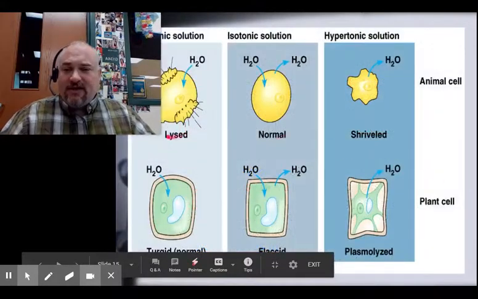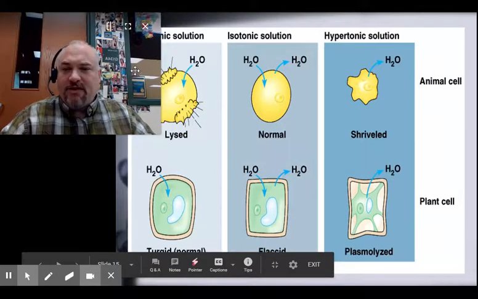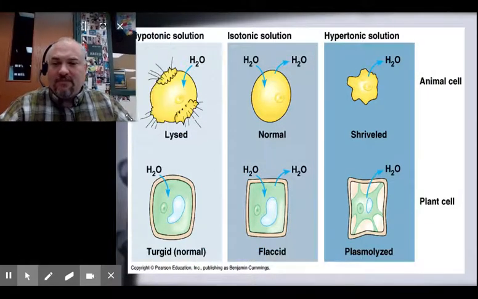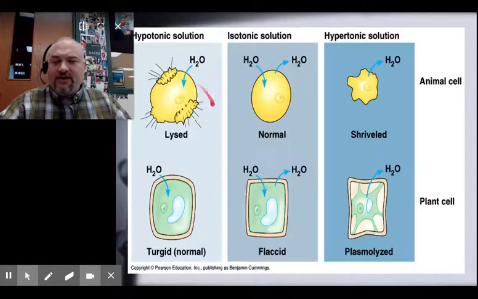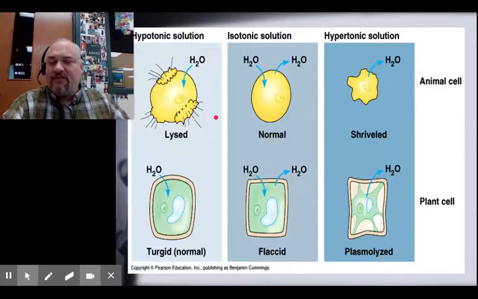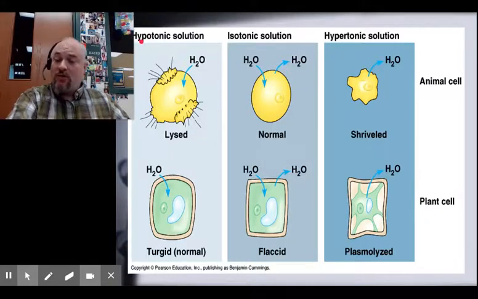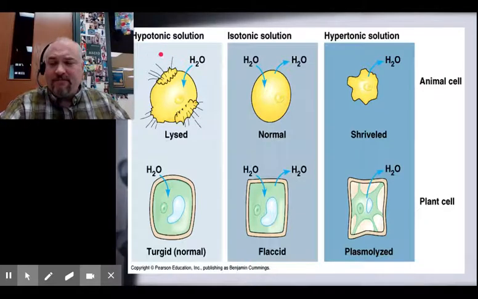Okay. So let's take a look here. I should probably get myself out of the way. So here are some examples of what cells might look like if you put them in the different solutions. So if you put a cell in a hypotonic solution, hypo, low solute outside the cell. So if it's low solute out here, that means it's high water. So water is going to want to try to get in. And sometimes it can be so much that it'll actually burst the cell. We call it lysing it.